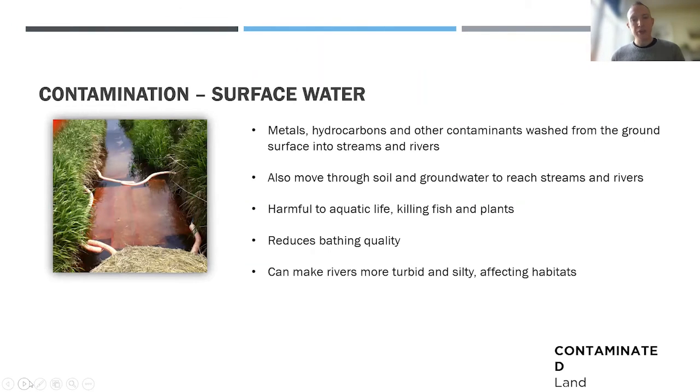So surface water can then be impacted. Contamination can reach surface water very easily. It can simply wash over the ground after rainfall straight into a stream or a river. This can harm aquatic life. The same pollutants that are toxic for humans are likely to be toxic for fish and animals living by the water. And it can also impact bathing quality. There's been all the concerns this year about sewage being pumped into the sea. There are plenty of other contaminants that end up in the sea as well as a result of contaminated ground.